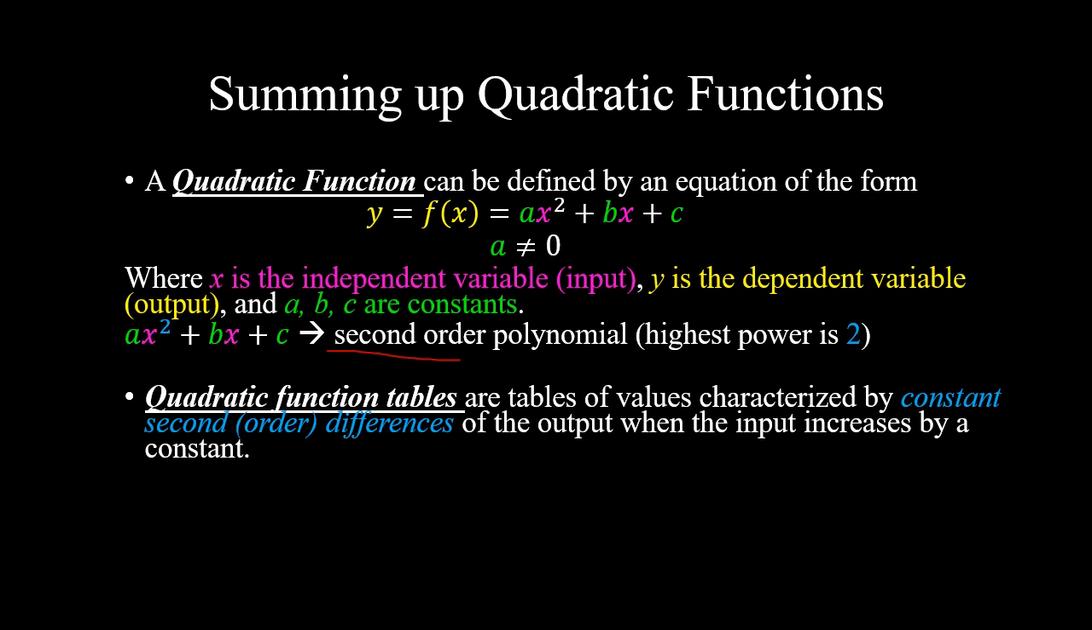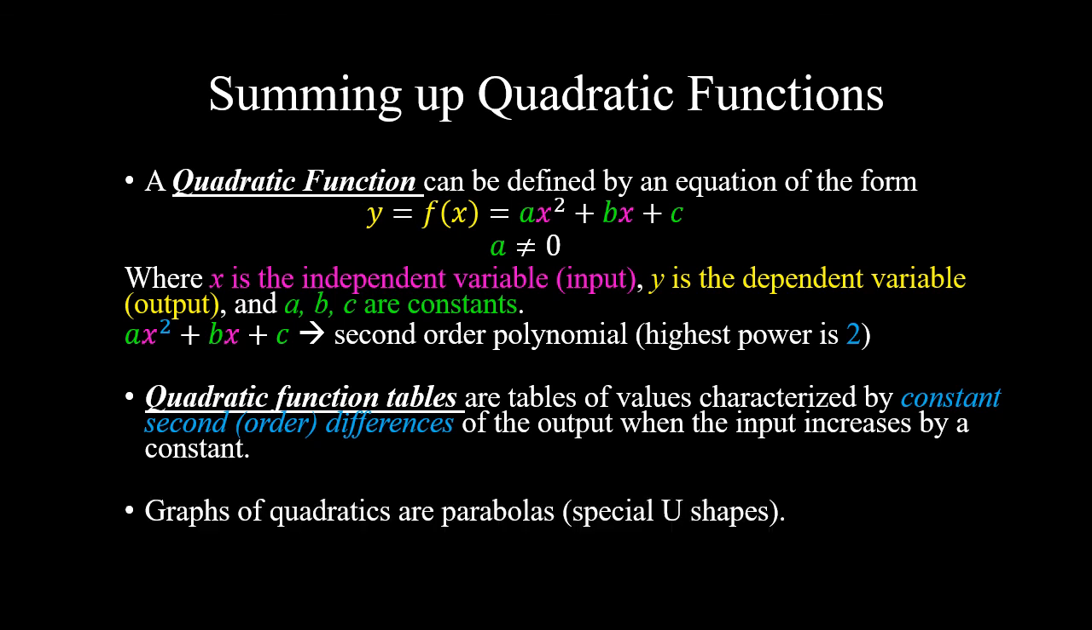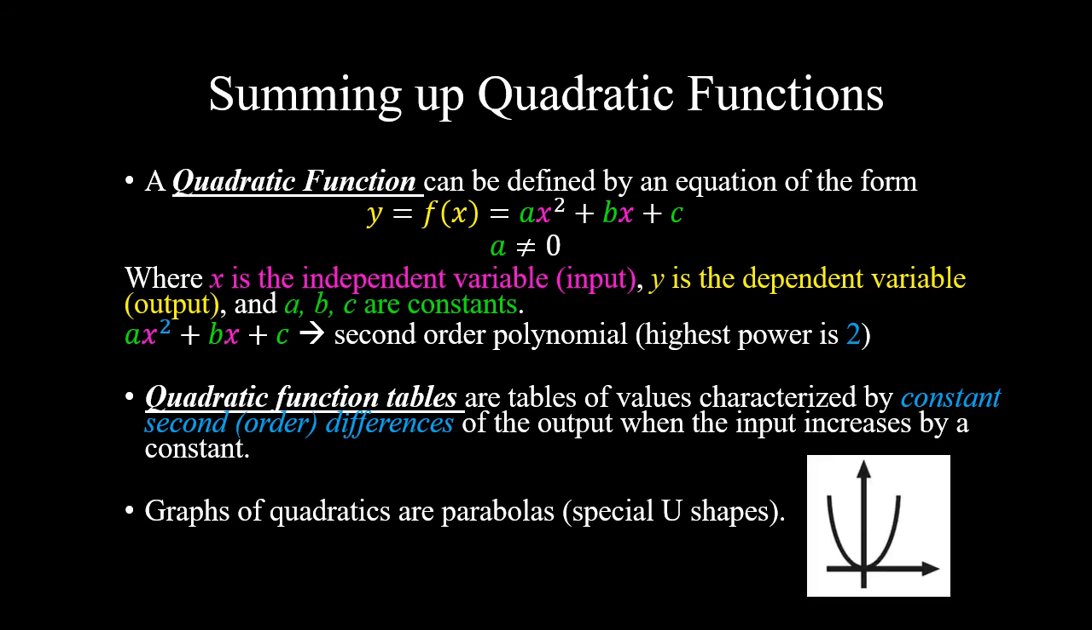So we took it one step further. We didn't just look at the change from one output to the next, the first order change. We then looked at those differences and saw that there was a pattern with those second order differences, okay? We calculated our second order differences and found that to be a constant, which meant we were dealing with a quadratic function. We also learned that graphs of quadratics are called parabolas, those special U-shapes that look like this, all right?